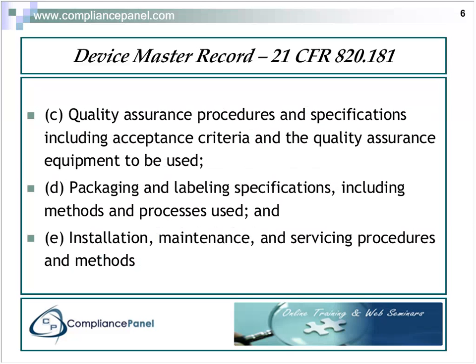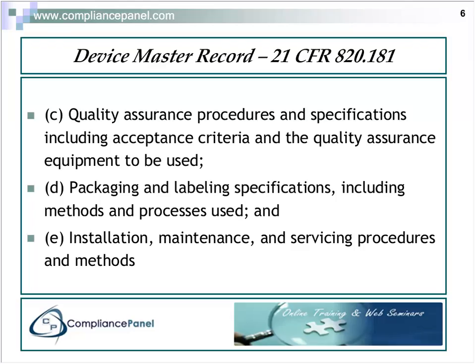The final part of the device master record is the quality assurance procedures and specifications. Here it's important that they say it includes the acceptance criteria and the quality assurance equipment to be used, so things that require calibration: your test equipment, inspection gauges, maybe some reagents that you're using, all the things associated with the test and acceptance of the device before it's released. And then obviously packaging and labeling specifications, including how you package it, how you label it, and the processes used.